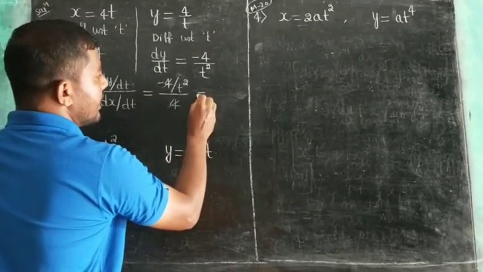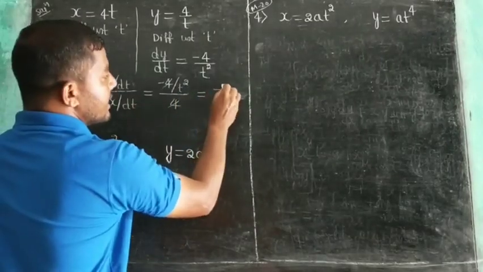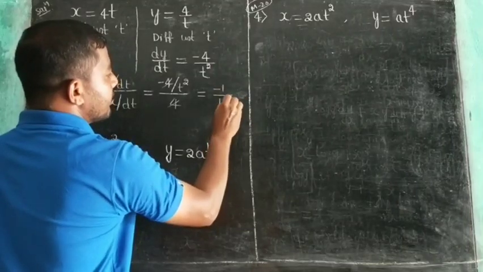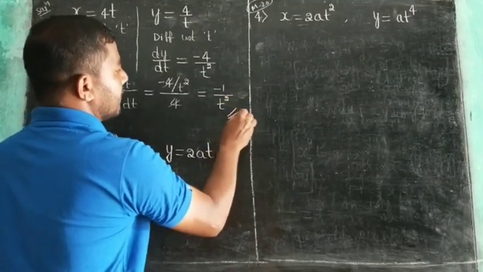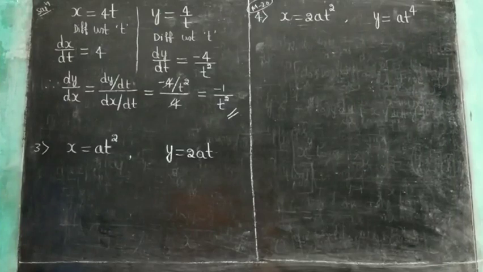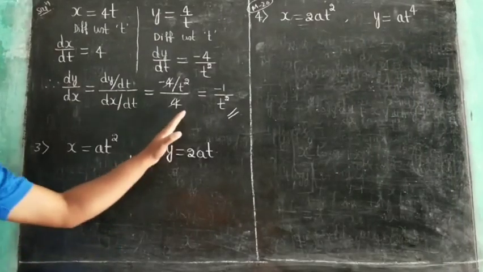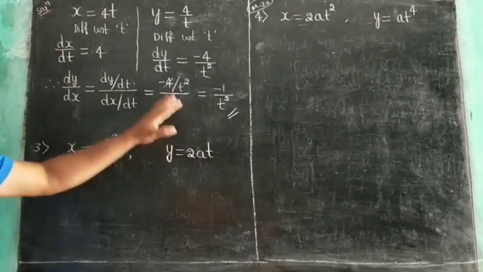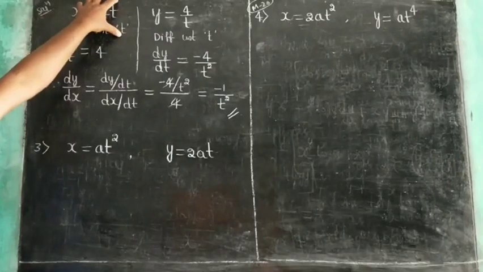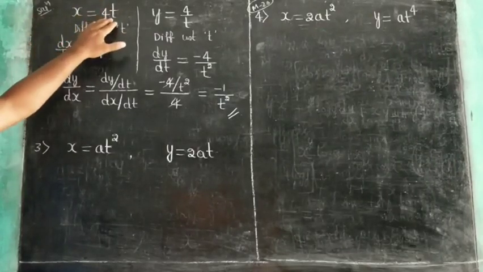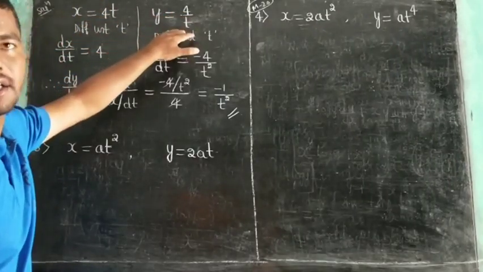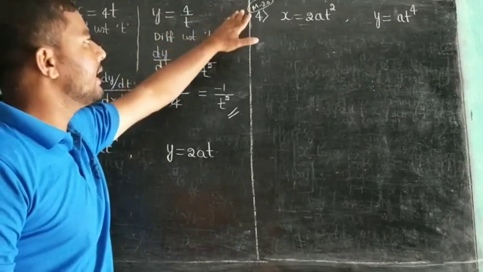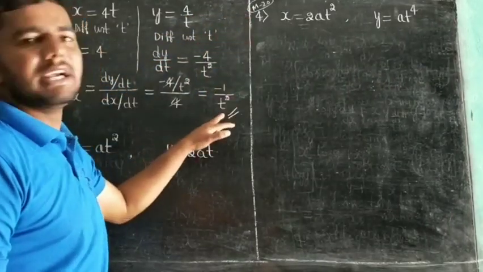The final value is minus 1 divided by t square. Minus 1 by t square is the final result. Or in other words, this problem appears like this: if x is equal to 4t and y is equal to 4/t, then prove that dy by dx is equal to minus 1 by t square.